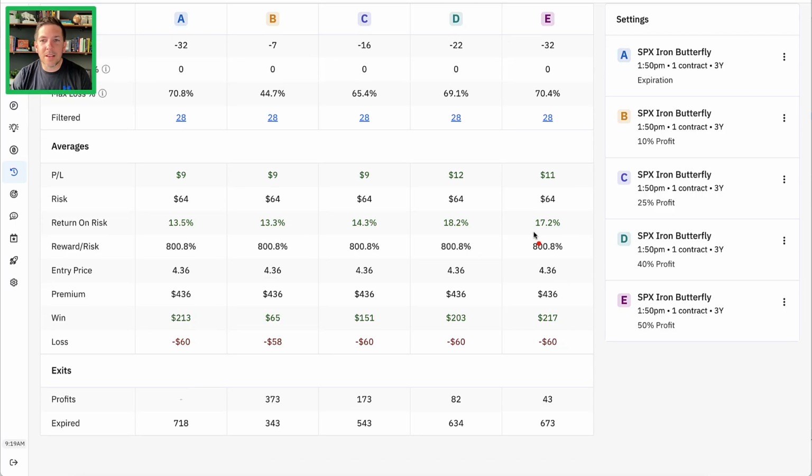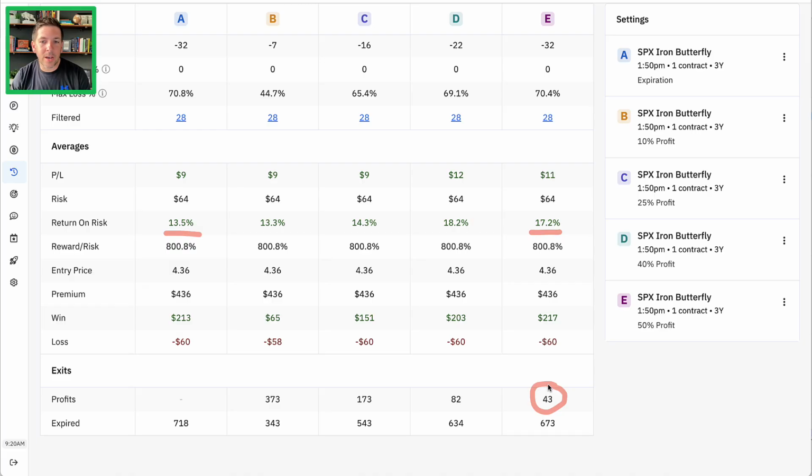You did see that it was better to take 50% profits than to do nothing at all. So even though your win rate was about the same, your loss streak, all of that was about the same, just taking profits early at 50% did improve the strategy in this case. It was only 43 scenarios where that happened.